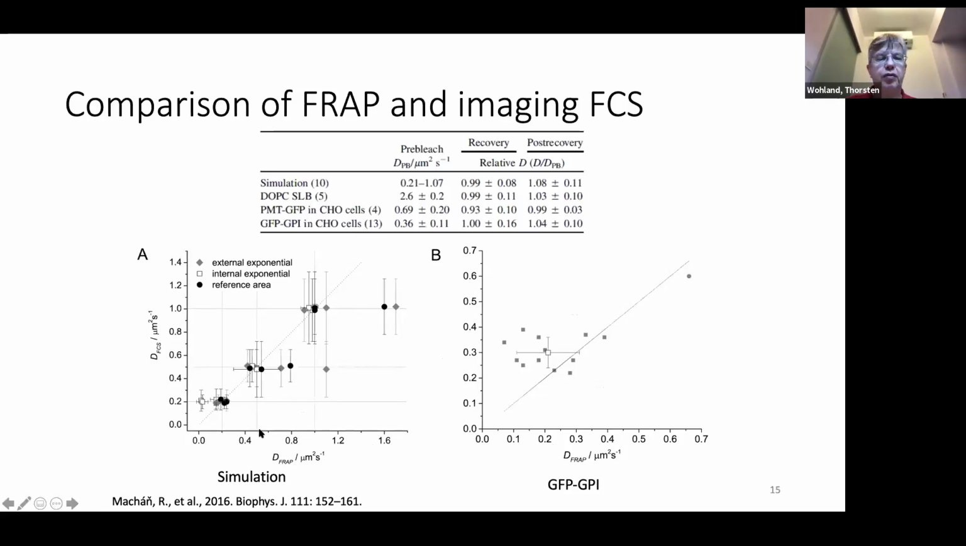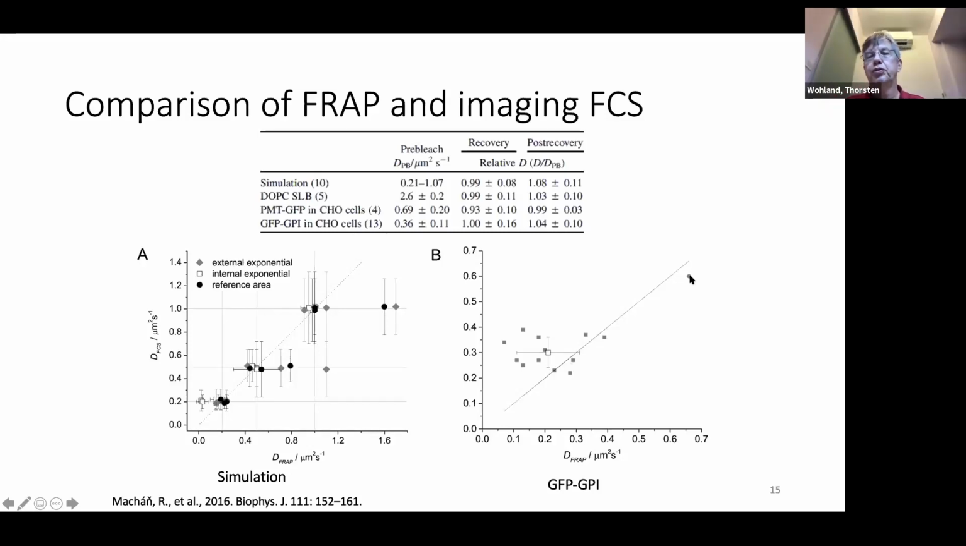It is only that for FRAP, because FRAP has more of a problem with finding the right fit models, it has a much wider variability of the diffusion coefficients it gives you, so it has a larger error. And that's what you see here. And that's pretty much as well what you see here. So the error in this direction for FRAP is higher than what you see in FCS.